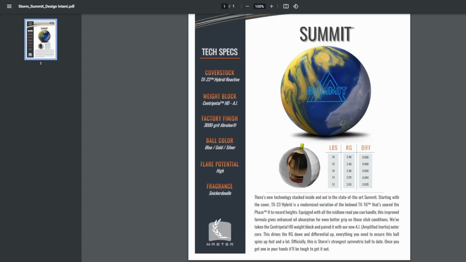I thought so. And basically, this is a midlane monster, right? So they want you to start up early. Basically, this is going to be a lot of footprint in the lane. And basically, something about the outer core driving the RG down and the differential up.